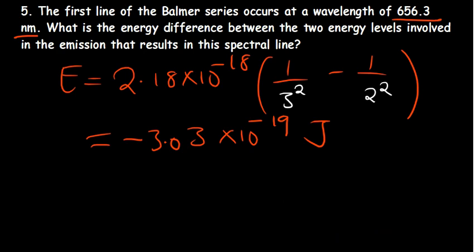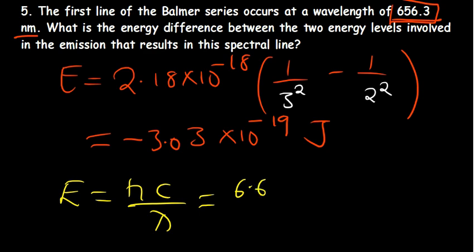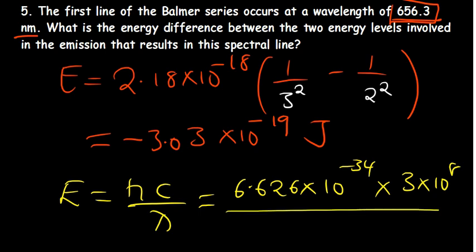Now what if you try the other formula? Remember, in this calculation we've not even used the wavelength we are given. What if we use the wavelength? Are we going to get the same answer, or is it going to be different? We can try it. Our energy is going to be hc over the wavelength. So 6.626, the Planck's constant, times 10 to the power negative 34, multiplied by 3 times 10 to the power 8, over the wavelength, which is 656.3 times 10 to the power negative 9, because we are converting that to meters right away.